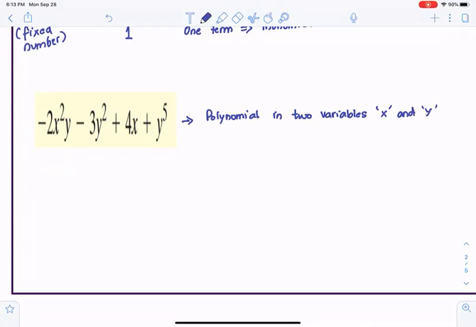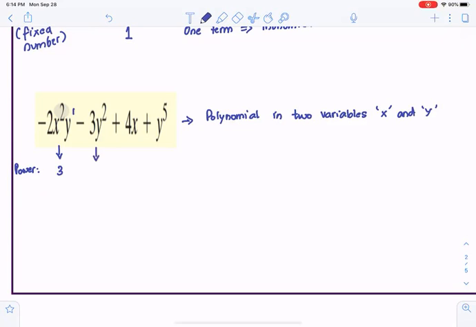Now, how do we come up with the degree when we have 2 variables? So all we have to do is to look at the powers combined. What do I mean by that? So we have x raised 2 and y raised 1. So the combined degree there is 2 plus 1, so we get 3.